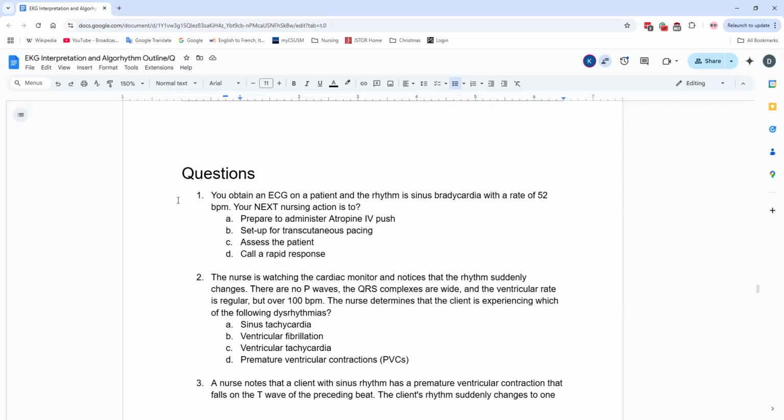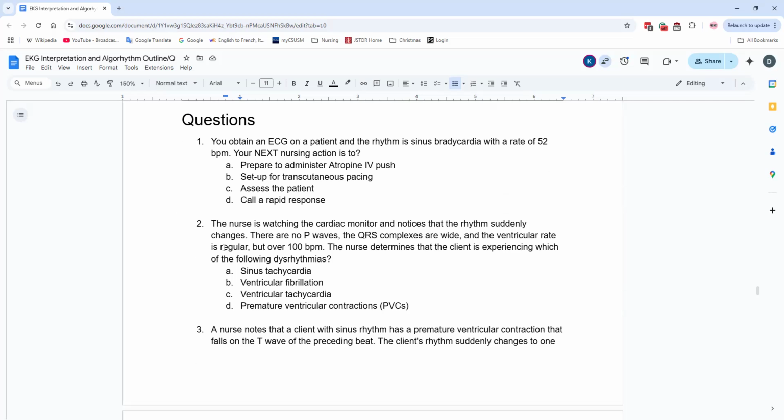Cool beans. On to the second one. So the nurse watching the cardiac monitor notices that the rhythm suddenly changes. There are no P waves, the QRS complexes are wide, and the ventricular rate is regular but over 100. The nurse determines that the client is experiencing which of the following dysrhythmias?